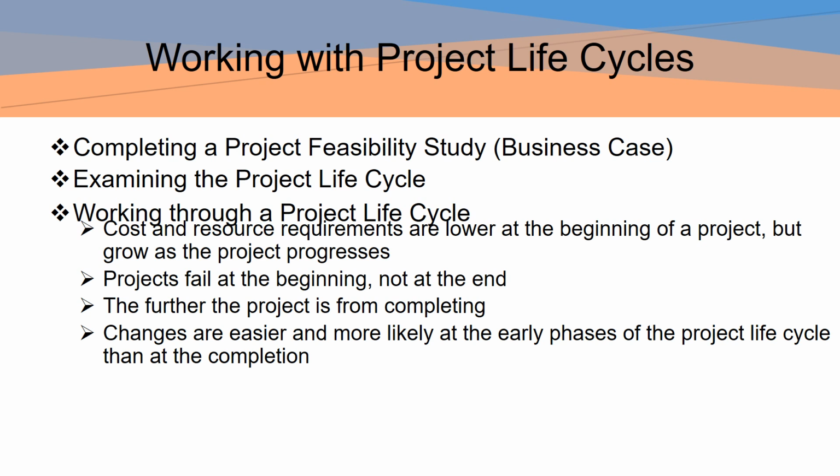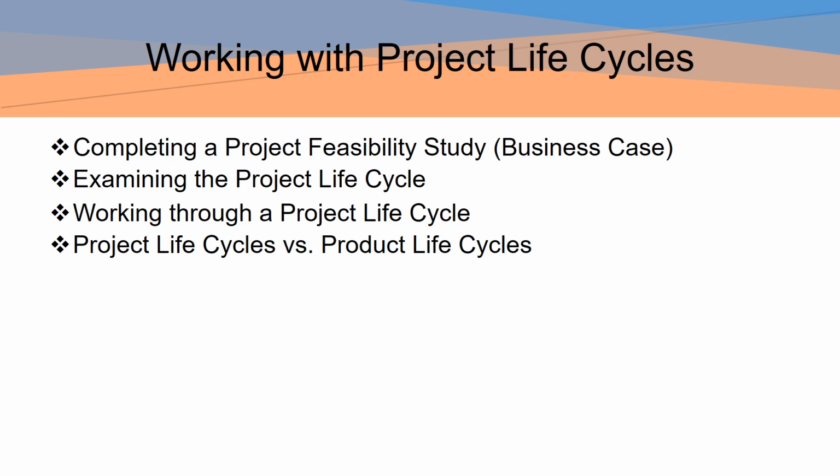Changes are easier and more likely at the earlier phases of the project lifecycle than at the completion. Stakeholders can have a great influence on the outcome of the project deliverables in the earlier phases, but in the final phases of the project lifecycle, their influence on change diminishes. Thankfully, changes at the beginning of the project generally cost less and have lower risk than changes at the end of the project. There must be some distinction between a project lifecycle and a product lifecycle.